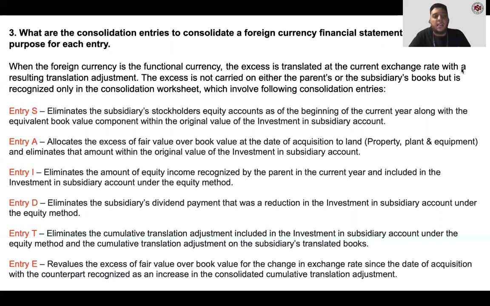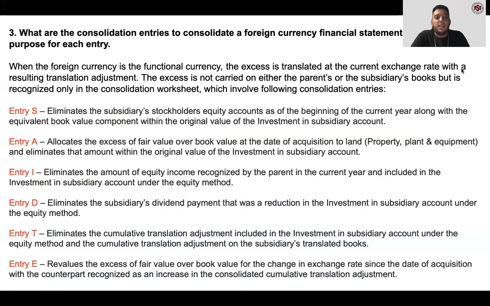Entry S eliminates the subsidiary's stockholders' equity accounts as of the beginning of the current year, along with the equivalent book value component within the original value of the investment in subsidiary account. Entry A allocates the excess of fair value over book value at the date of acquisition to land, property, plant, and equipment, and eliminates that amount within the original value of the investment in the subsidiary account.